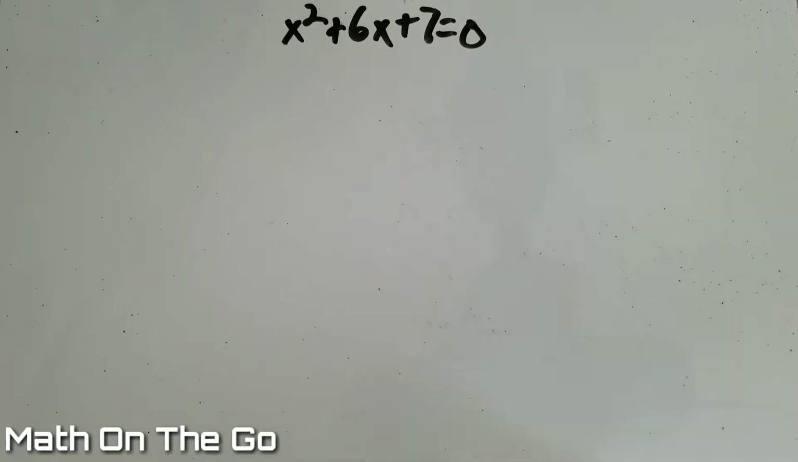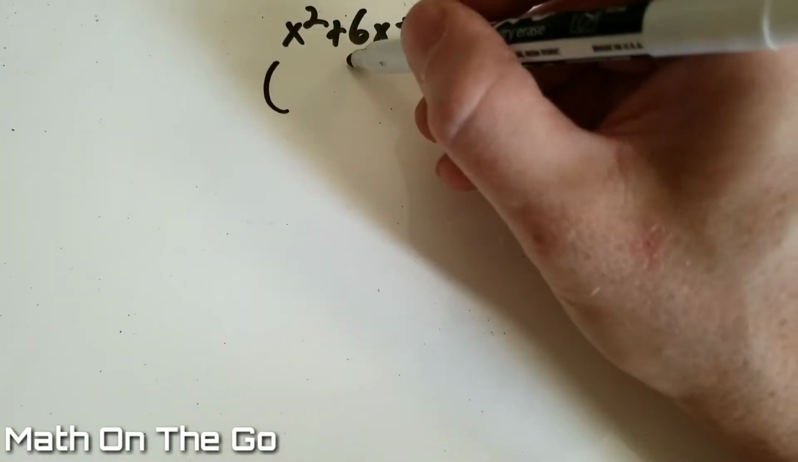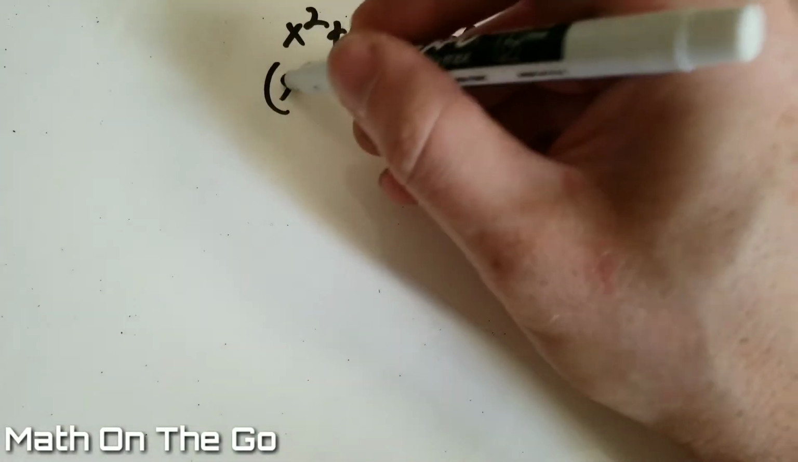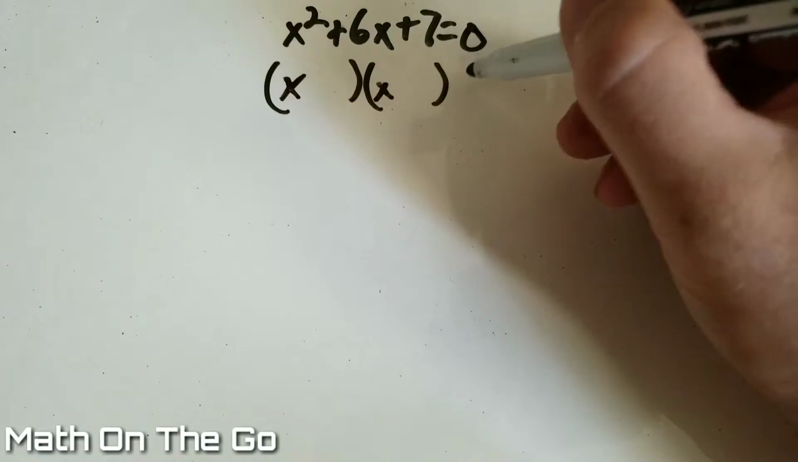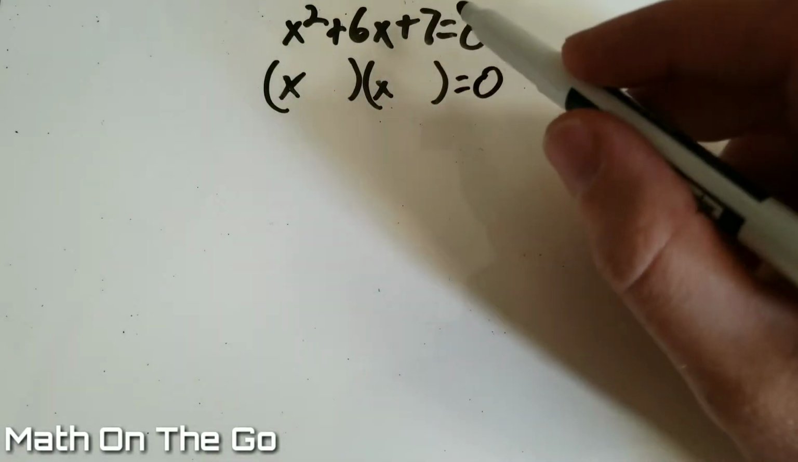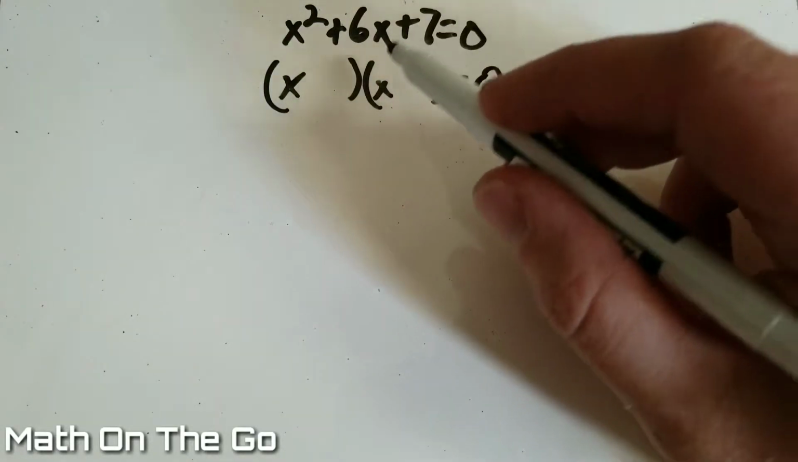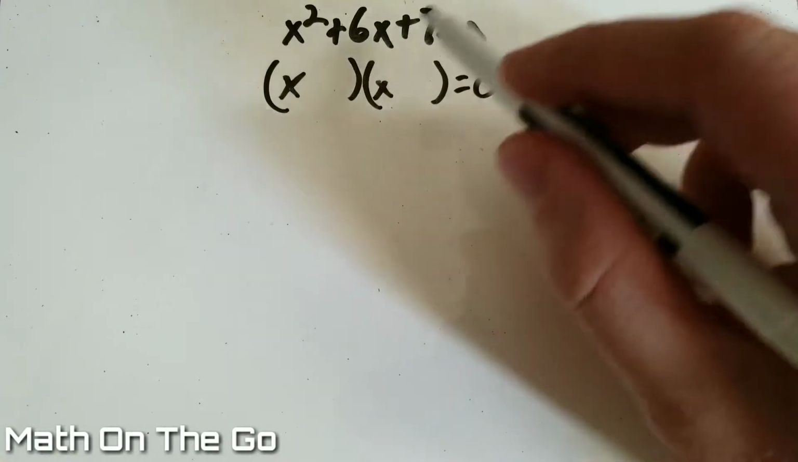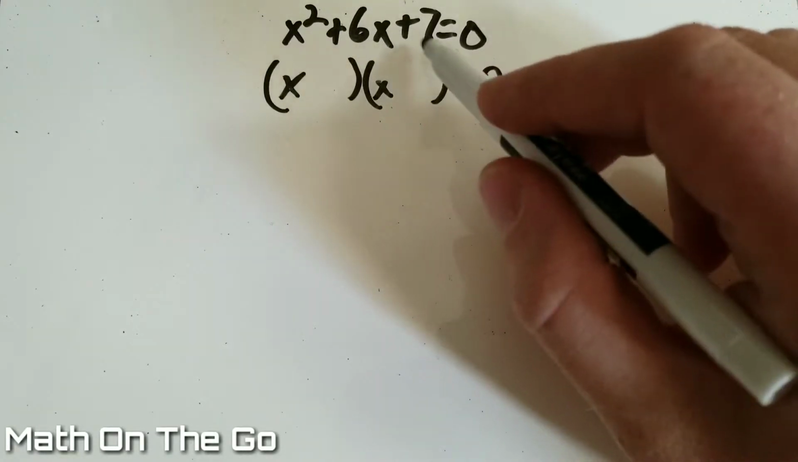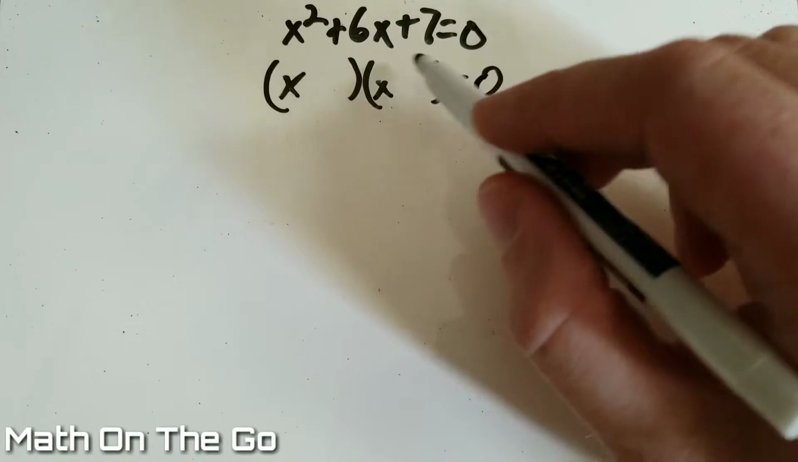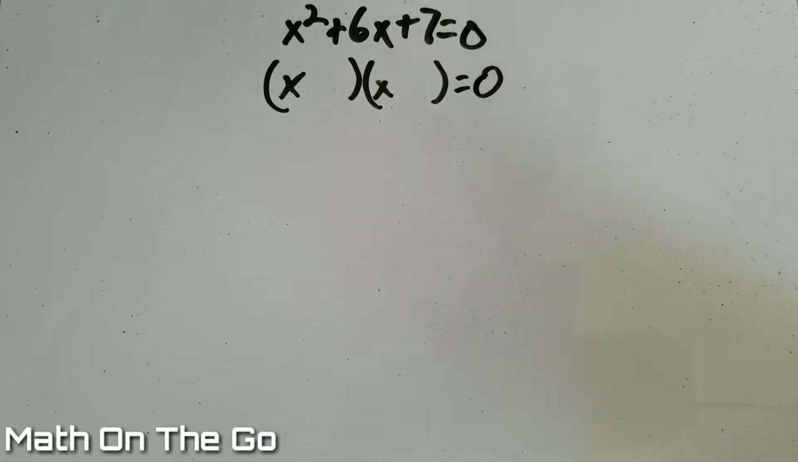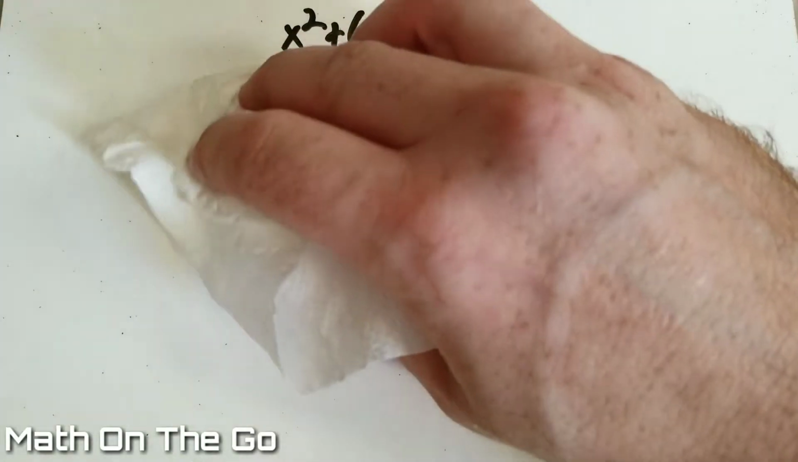So if we tried to factor this, we would have x and 7 times 1 would get you 7, but they both have to be positive, so you won't be able to get 6x. So what we need to do here is we need to complete the square.